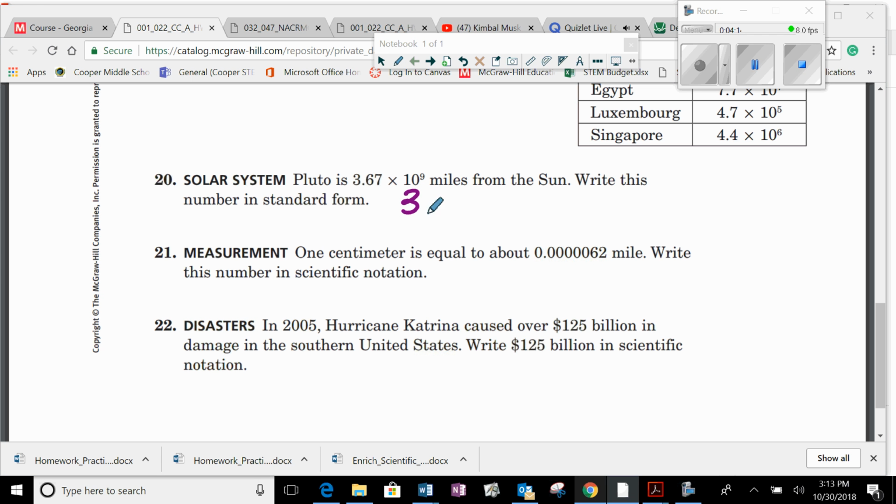So 3, 6, 7. That's 1, 2, 3, 4, 5, 6, 7, 8, 9. Any empty spaces, what do we put? A 0.